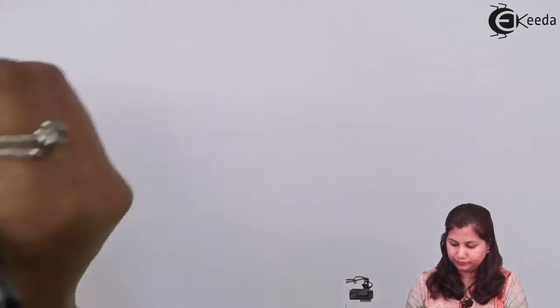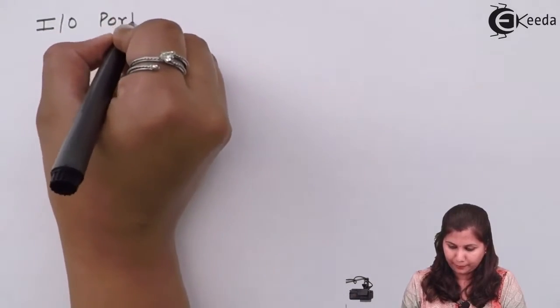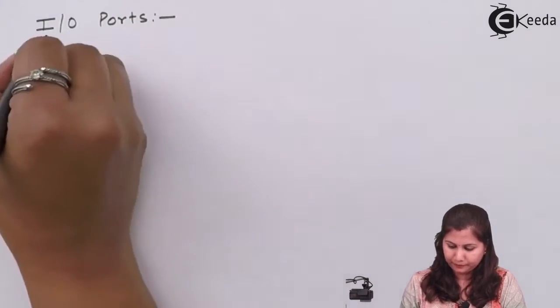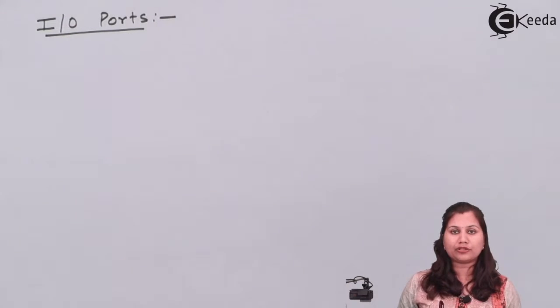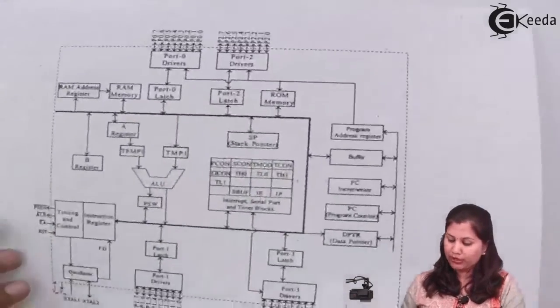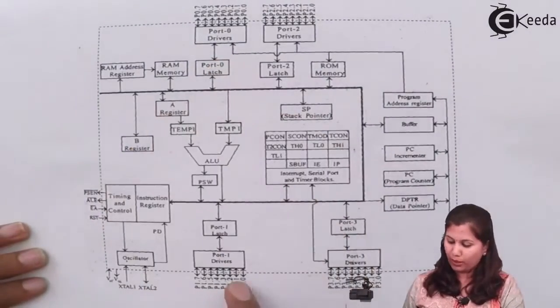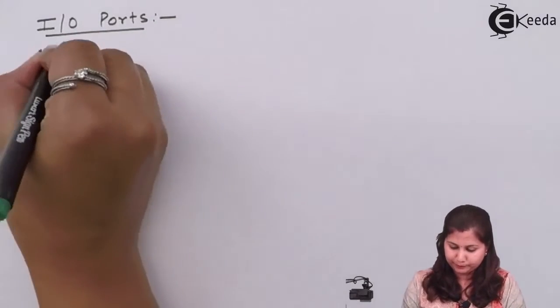Next block we have is for the input output ports. In the 8051 microcontroller, we have 4 ports which can act as bidirectional input output ports. Bidirectional means they can act as an input port also and as an output port also. So these 4 ports are port 0, port 1, port 2 and port 3.